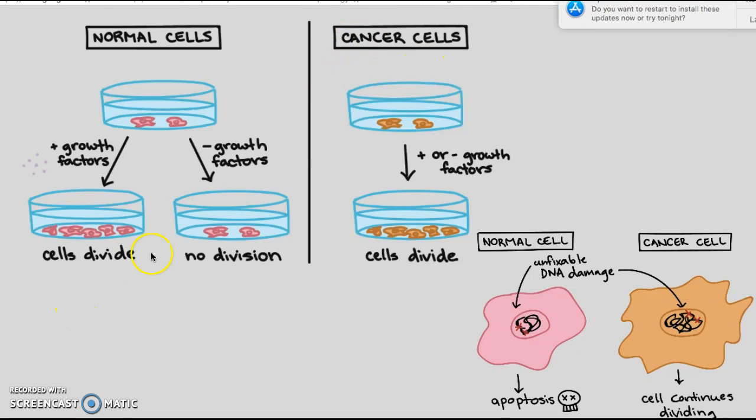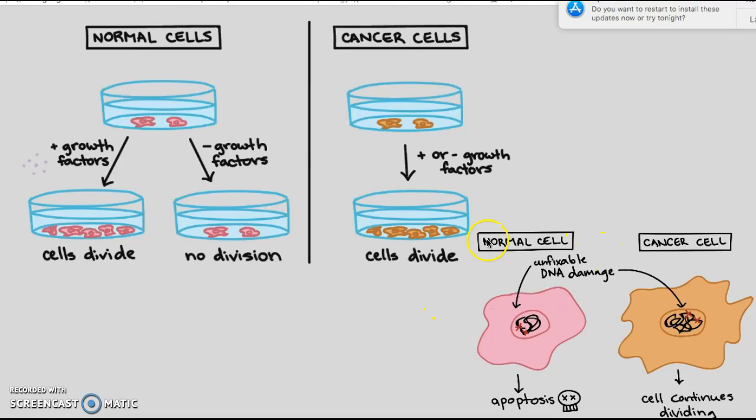So here it shows normal cells. Here we have positive growth factors and cells divide, and negative growth factors and there's no division, but still a normal cell. But in cancer cells, there are positive or negative growth factors and the cells divide, but there's no separation between positive and negative growth factors.